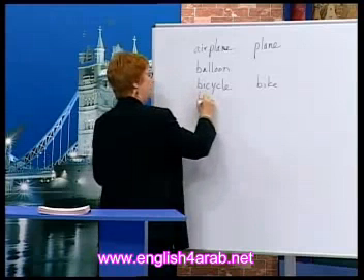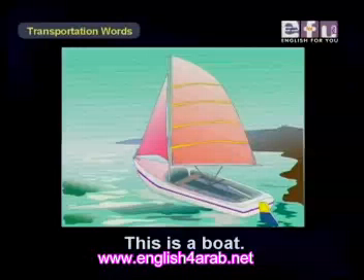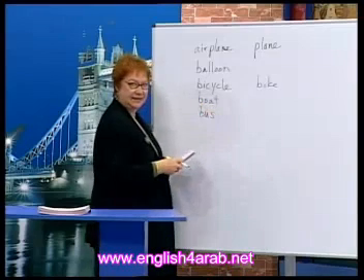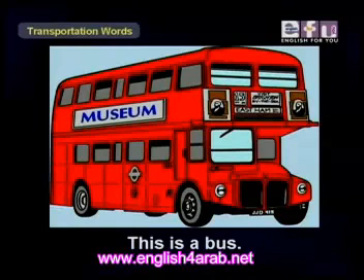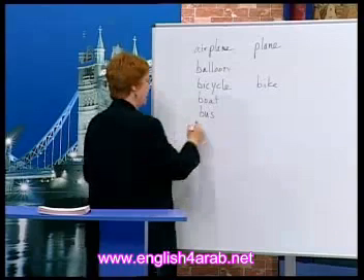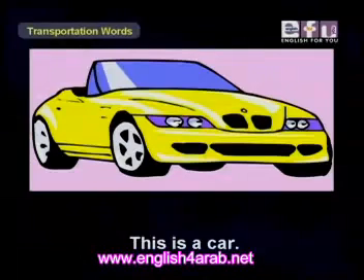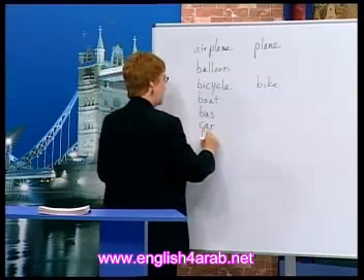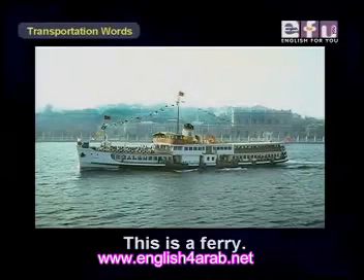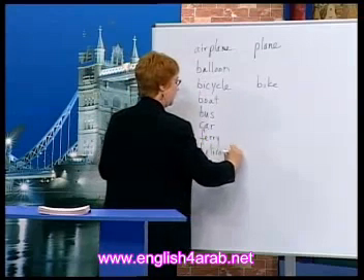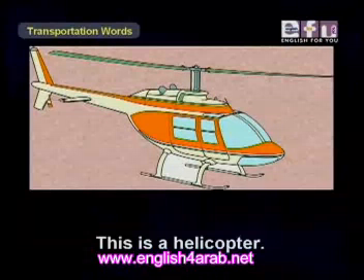The next one is a boat. This is a boat. The next one you probably know is a bus. This is a bus. We have more. We have a car. A car. This is a car. Now on the water, we can travel by ferry. This is a ferry. Next we have a helicopter. A helicopter. This is a helicopter.